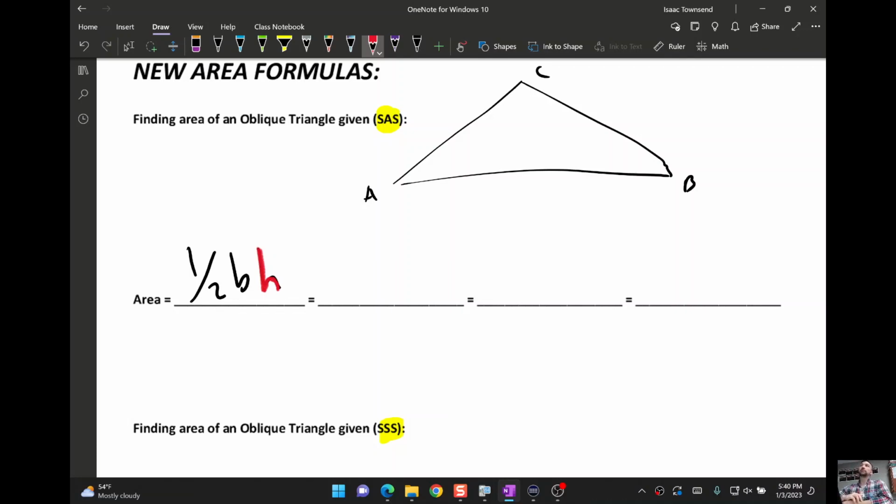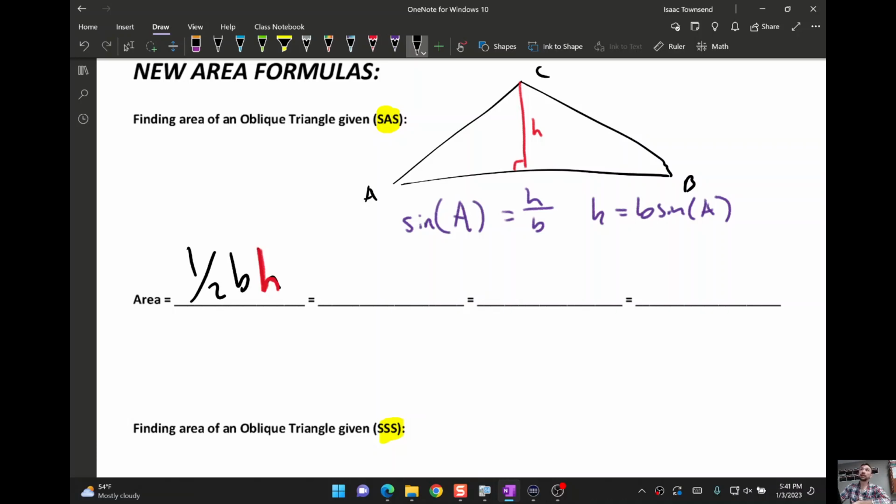But now that you have a little bit of trig under your belt, we have a way to figure out what this height would be. So, normally, you don't have to go through all this, but I want you to see where it comes from. If I was looking from angle A, and I did a sine ratio, sine of angle A, that would be opposite, which would be H, over hypotenuse, which would be side B. So in that case, the height is B times the sine of A.